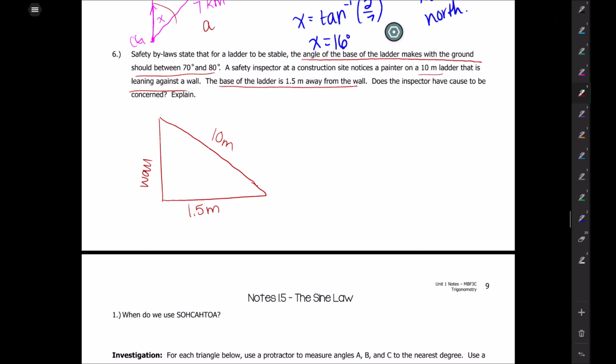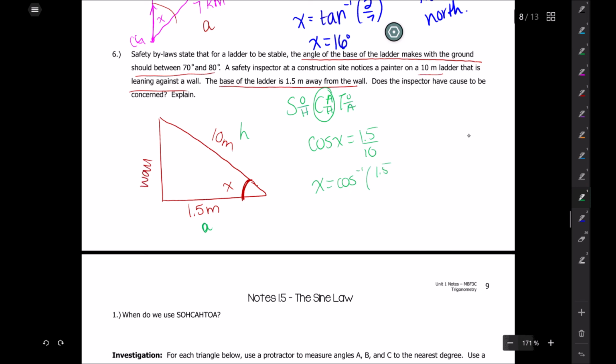Does the inspector have cause to be concerned? So again, the angle of the base of the ladder right here that it makes with the ground is the angle that has to be between 70 and 80 degrees. So to figure this out right here, we know that this 1.5 is the adjacent, and we know that this 10 is the hypotenuse. So using SOHCAHTOA, adjacent and hypotenuse would be cosine. So we're going to say the cosine of x is equal to 1.5 over 10. Now, since we're trying to find the angle itself, we're going to use inverse cosine of 1.5 over 10.